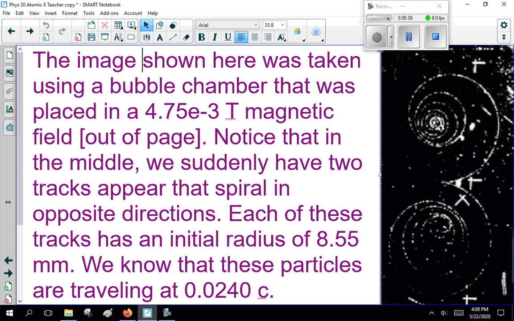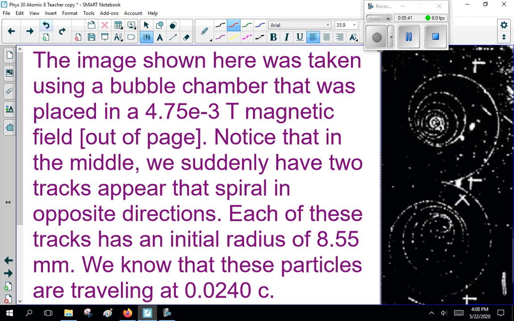Anyway, so the image shown here was taken using a bubble chamber that was placed in a 4.35 times 10 to the minus 3 Tesla magnetic field out of the page. Notice that in the middle, we suddenly have two tracks appear that spiral in opposite directions. So right here, curves like this and curves like this. It means there was a neutral particle that came here and split.